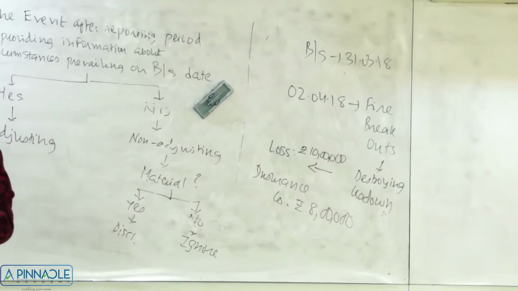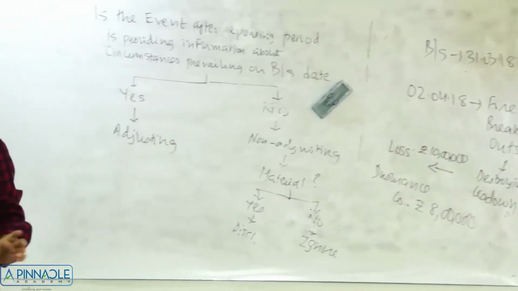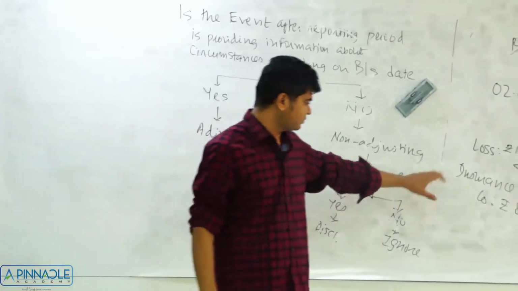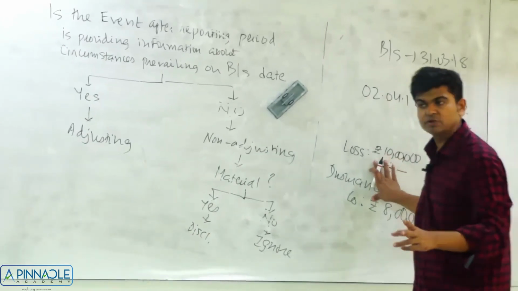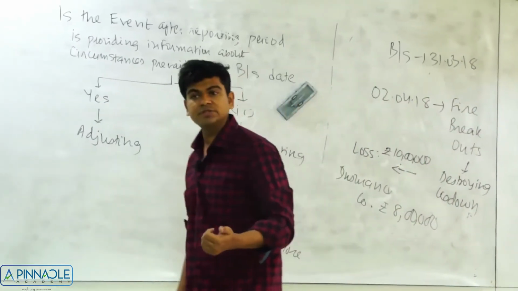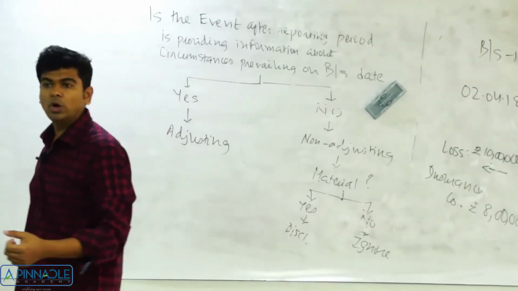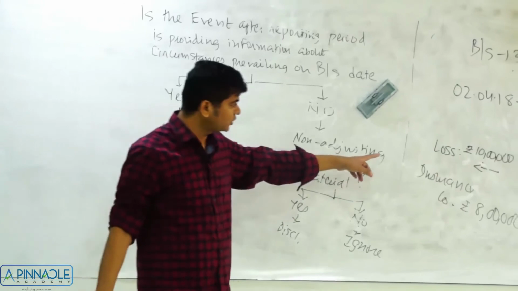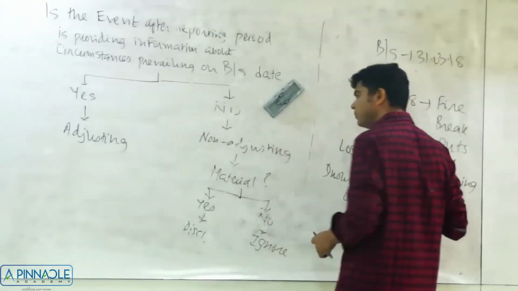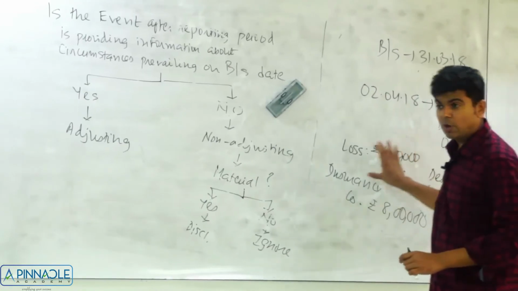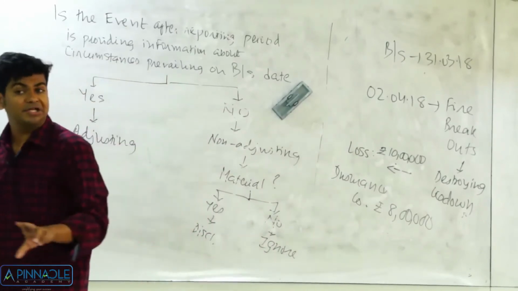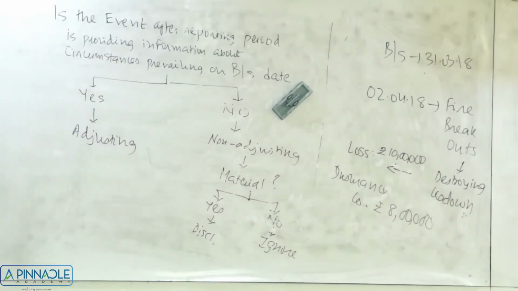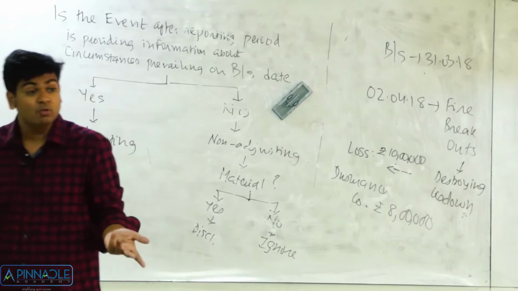It's very rare for an insurance company to pay the full amount, right? So we are of the view that 10 lakhs has been destroyed, but 8 lakhs we are insured for. So overall we are of the view that we'll suffer a loss of 2 lakhs of rupees. The question is, is it adjusting or non-adjusting? What do you say? This loss is caused by fire, right? So ask yourself, were the circumstances which led to the fire prevailing on the balance sheet date? If you say yes, that means you knew that 2 days after there would be a fire. So the next question will be, what did you do to stop it?